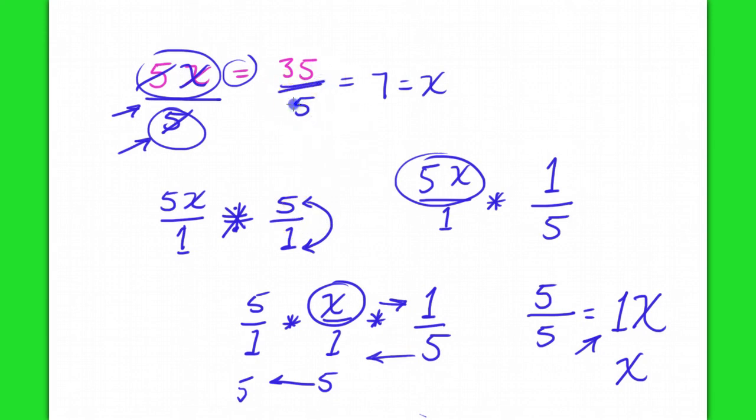Now we have to, of course, still divide by 5 on the other side, which is 35 divided by 5, which gives us 7, so on and so forth. But we see why cross-canceling works.